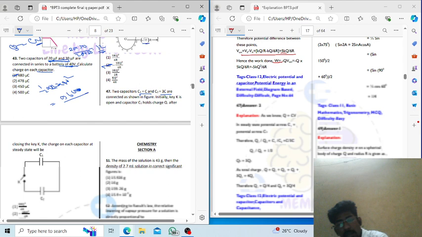V and V cancel out, you will get C by 3C. So that means Q1 by Q2 is 1:3. Q2 equals 3 Q1. So the total charge Q1 plus Q2 equals Q1 plus 3 Q1 equals 4 Q1. Therefore Q1 will be equal to Q by 4 and the other one is 3 Q by 4. That is a simple thing.